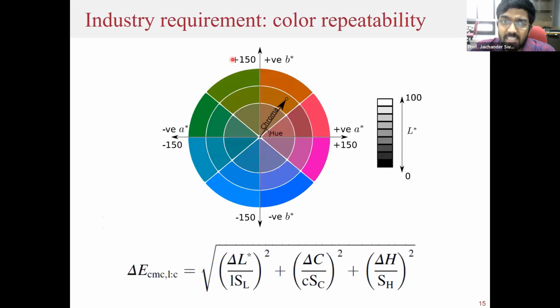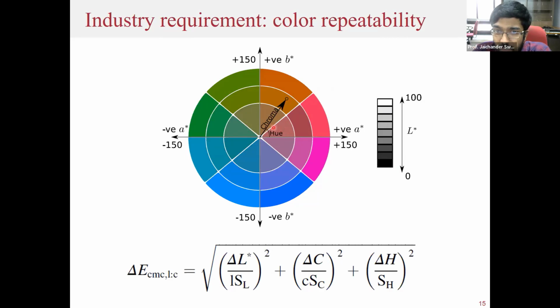So in the industrial setting, what is more important is actually the color repeatability. So here I briefly mentioned the theory behind how color is measured in the textile dyeing industry. After you dye the fabric, what you want to do is measure the color of the fabric. This is done using the L star, A star, B star, or LCH color space. In this color space, the color of the fabric is identified as a specific point.